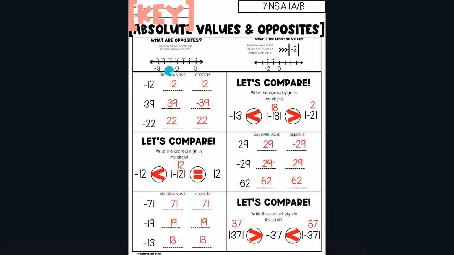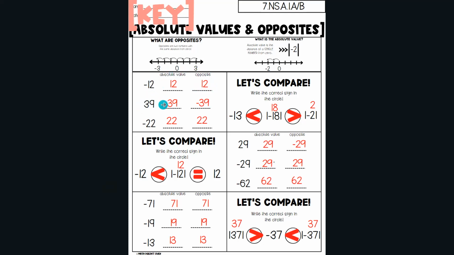We have negative 12. The absolute value, its distance from 0, is 12 spaces. Negative 12 is 12 spaces to the left. So its opposite would be 12 spaces to the right of 0, which would be positive 12.